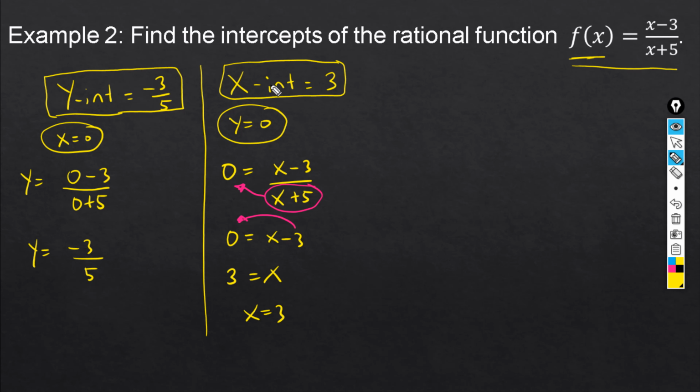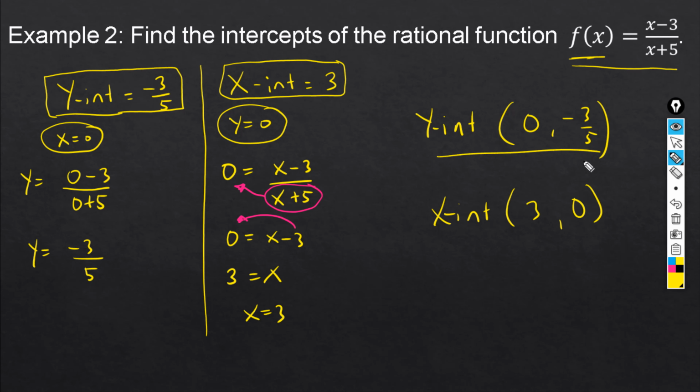So, pwede nyo siya isulat as ganito. Y-intercept, negative 3 over 5. X-intercept, 3. Pwede mo siyang isulat din as y-intercept natin is (0, negative 3 over 5). Then, yung x-intercept natin, pwede nyong isulat as (3, 0). Kasi, dyan sa point na yan, mag-intersect yung graph natin.